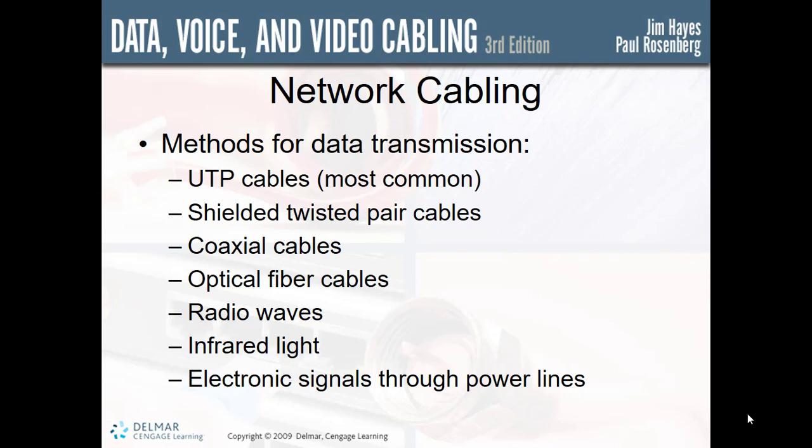Now, once you have a network interface in place, you need some method of getting the data signals from one computer to another. It can be done in a number of different ways, although one of the following methods can be used. The first in the list, the twisted pair cable, is probably the most common. Then there's shielded twisted pair, coax, fiber, wireless, infrared, like you have for your television remotes, and electronic signals sent through power lines.